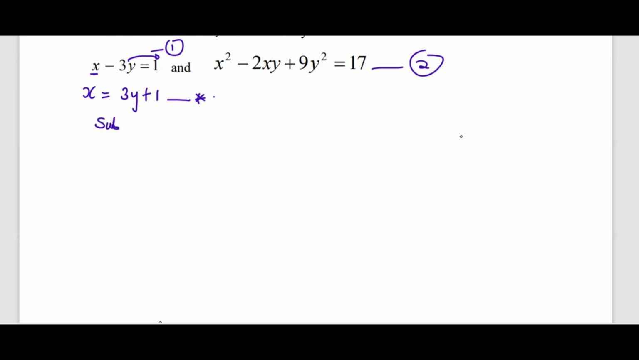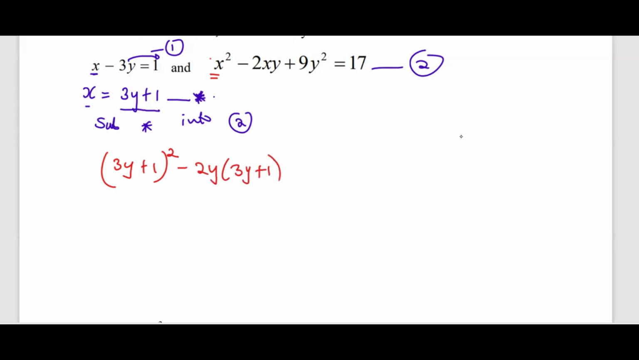Then we said we have to substitute equation star into equation number 2. Where there is x, I'll just replace it with 3y plus 1. So that's going to be (3y plus 1) squared for that part, then minus 2y times, where there is x, (3y plus 1), then plus 9y squared is equal to 17.